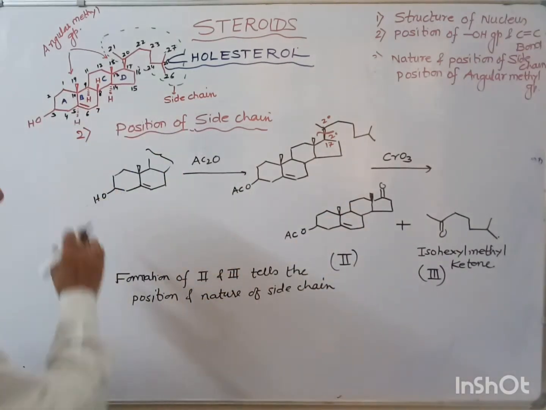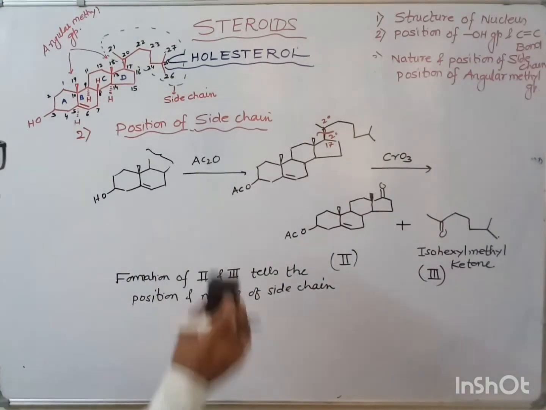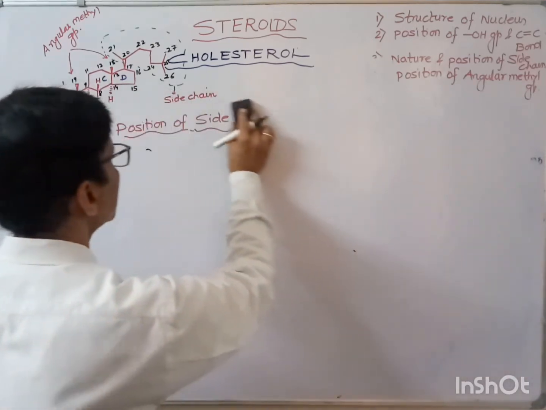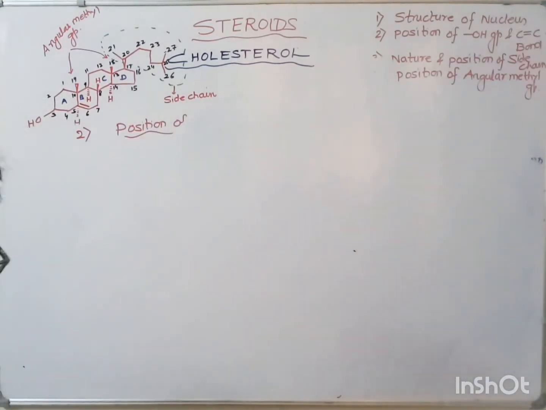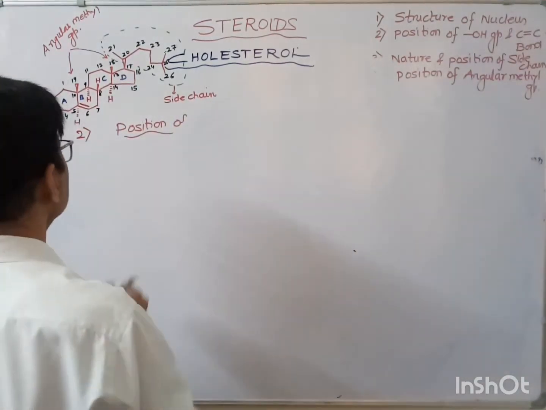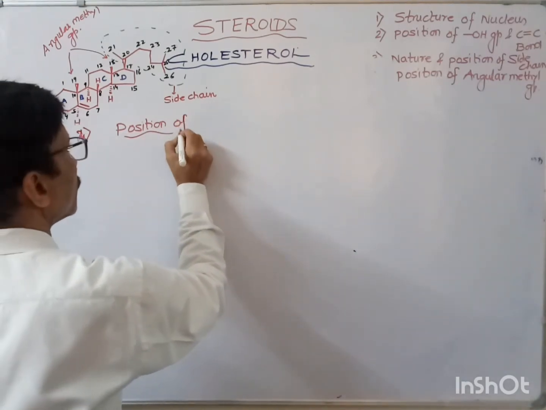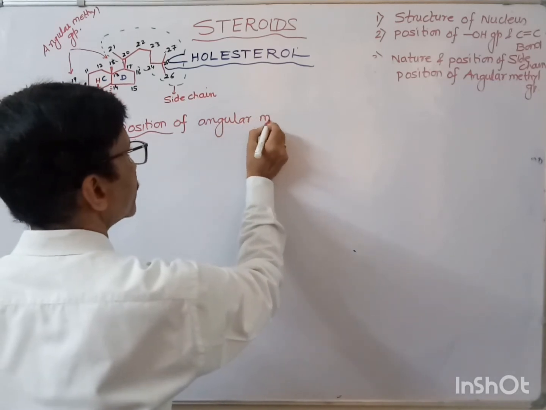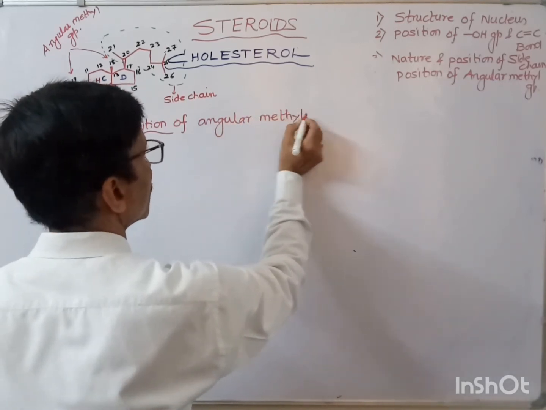Now let's come to the position of the angular methyl group. Let's come to the position of the angular methyl group. This is the fourth one: position of angular methyl group.